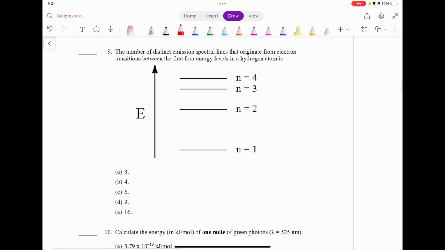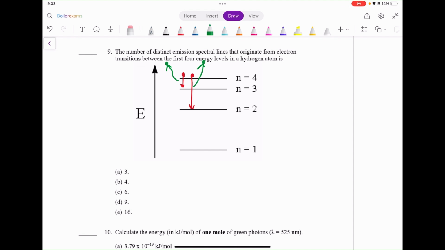9. The number of distinct emission spectral lines that originate from electron transitions between the first 4 energy levels in a hydrogen atom is. So we know that between an energy level jump, say I have an excited electron in the 4th energy level, and it jumps down to the 3rd, or I have another situation where it jumps down to the 2nd. These are going to lower energy, but we know energy is conserved, so where's that excess energy going? It's going to be released in the form of a photon.